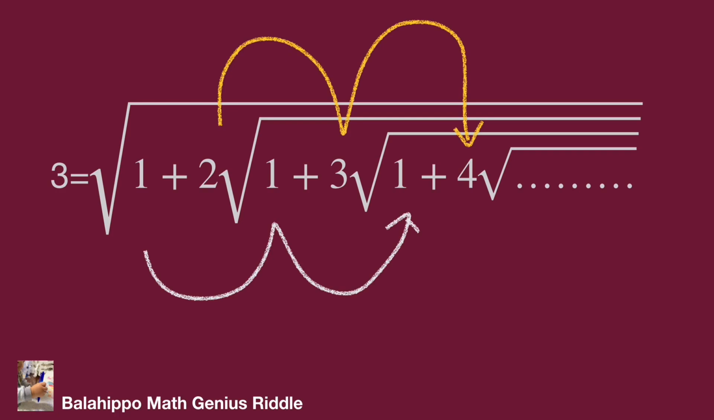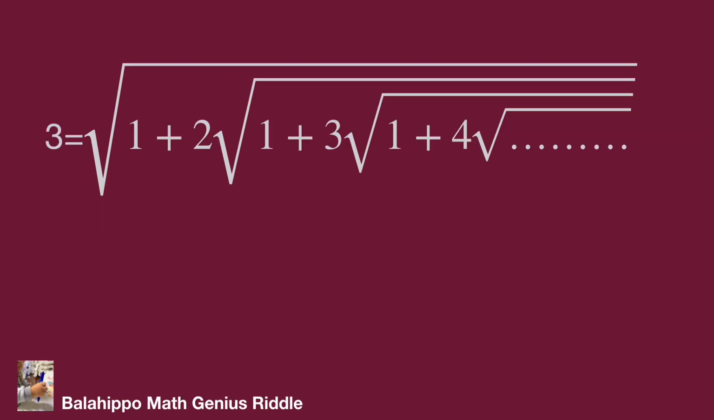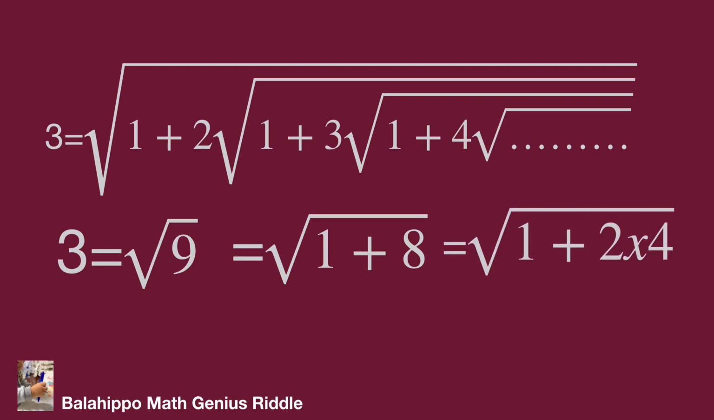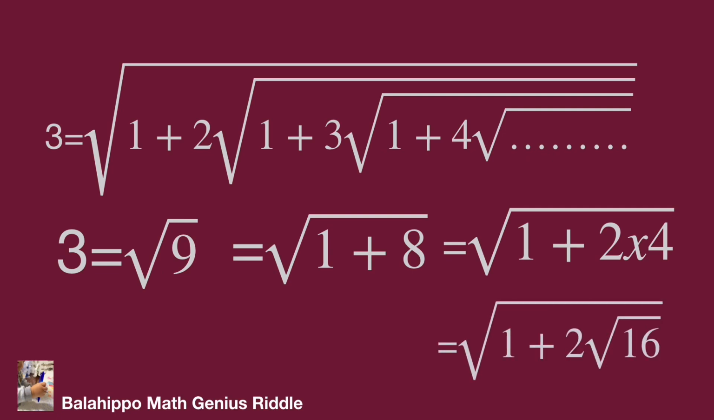Okay, let's check how to generate this kind of pattern. From 3 equals the square root of 9. Compared to the pattern, 9 distributes to 1 plus 8. Now we have 1. And 8 should become 2 times a square root. So 8 equals 2 times 4. 2 times 4 equals 2 times the square root of 16. Okay, the pattern is similar.